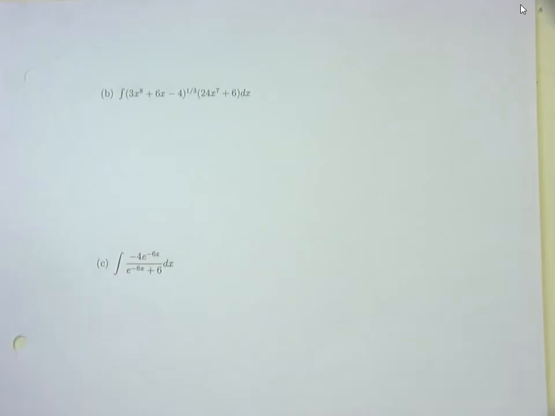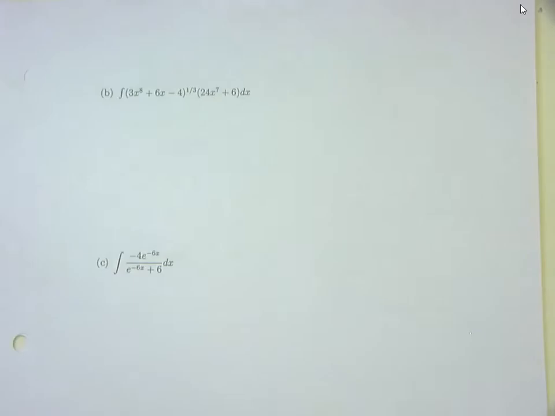All right, so they're going to try to turn up the heat a little bit. Try this one here. Integral of 3x to the 8th plus 6x minus 4 to the 1/3 power times 24x to the 7th plus 6 dx. All right. Is this a rule you've got memorized? Yeah, me neither.